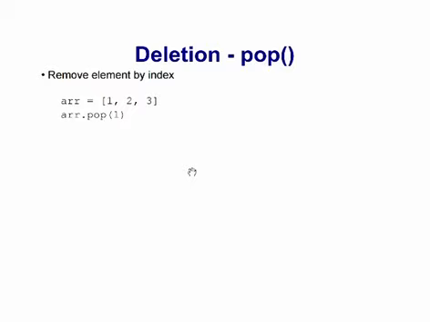Then we go to deletion pop, that is remove element by index. To remove by index, we use the pop function. Array dot pop, here this is 0, this is 1, this is 2. Here I want to remove index 1. Then what will be the output? 2 is gone because 1 is at 0, 2 is at 1, 3 is at 2. So I wrote here array dot pop 1. Then what will be the output? 1 and 3 will be the output.